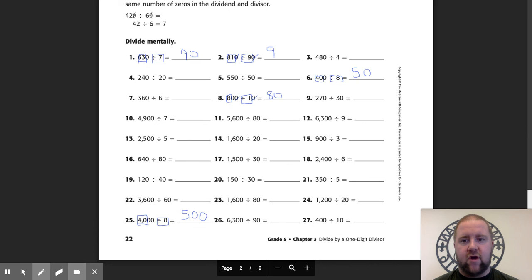All right, so just make sure you're careful about your dividend and your divisor and dividing correctly.